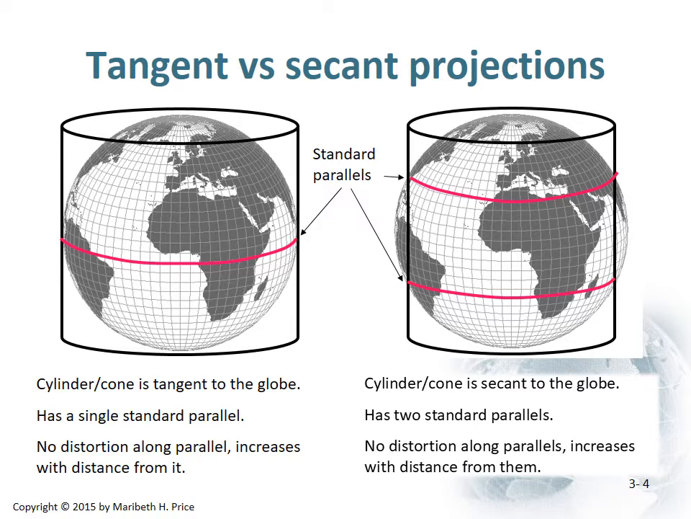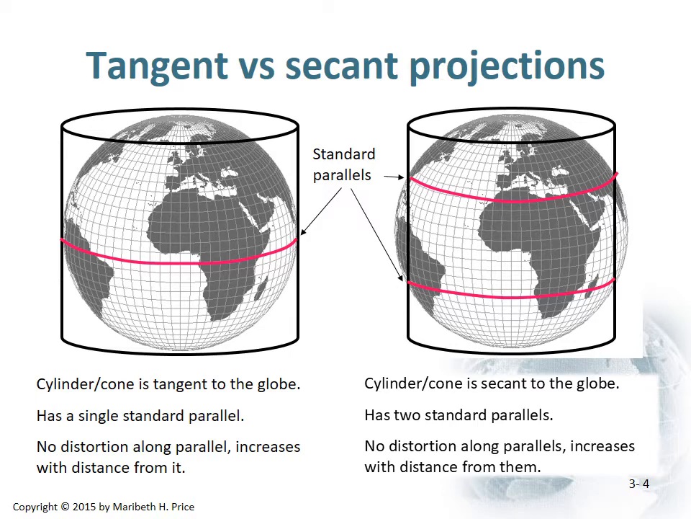So here we see a representation of something we've talked about, the difference between tangency and secant properties of map projections. So on the left, we've got a cylindrical projection, which is tangent at one parallel, one line of latitude, meaning that the surface is in contact with the planetary surface at that line of latitude. And along that parallel, there's no distortion. That's where we have zero distortion on the map for all different map properties. The further you get away from that line, the more the distortion is going to increase.